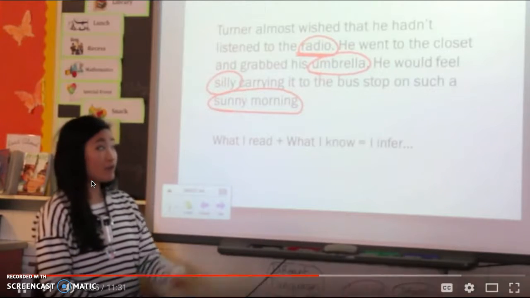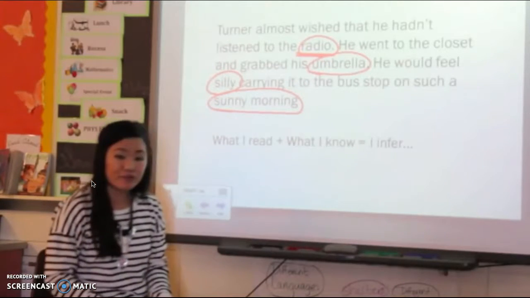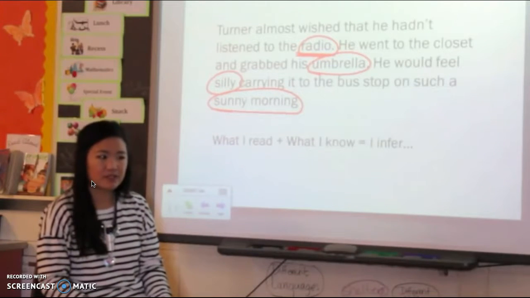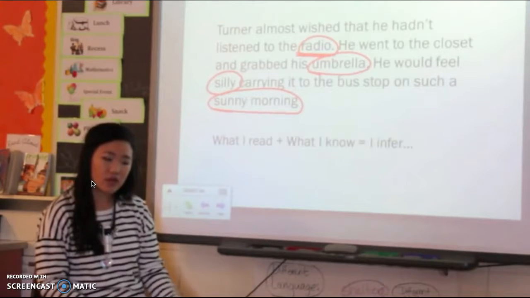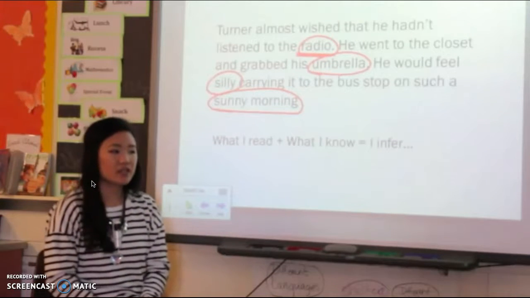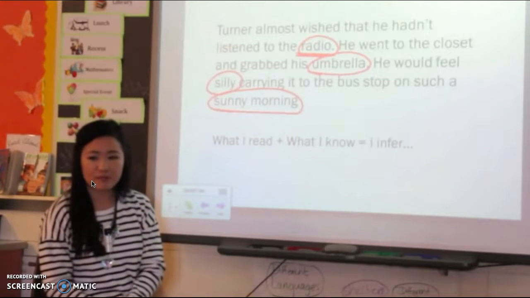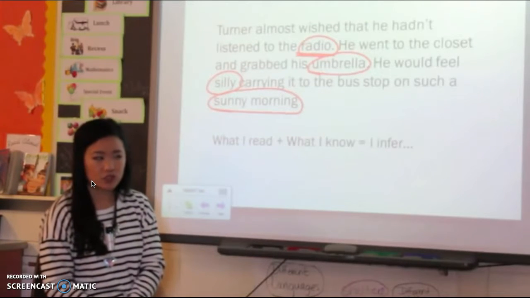So I infer that it's probably going to rain later, and that's why he grabbed his umbrella. Let's try another one.